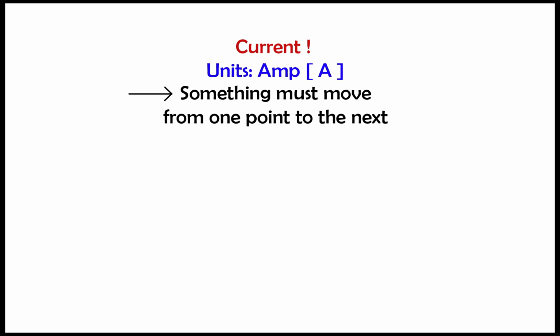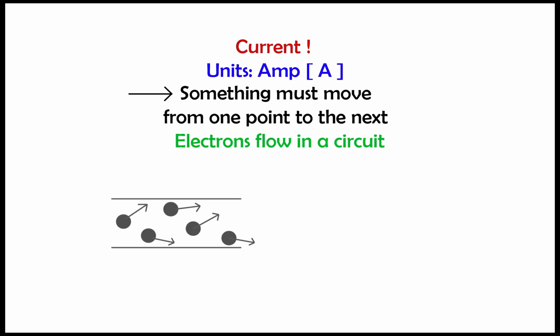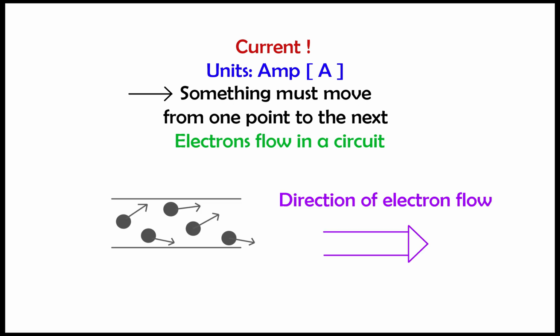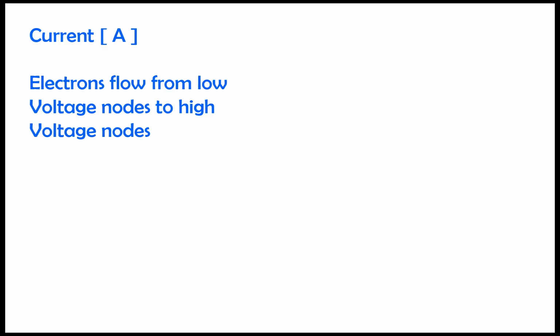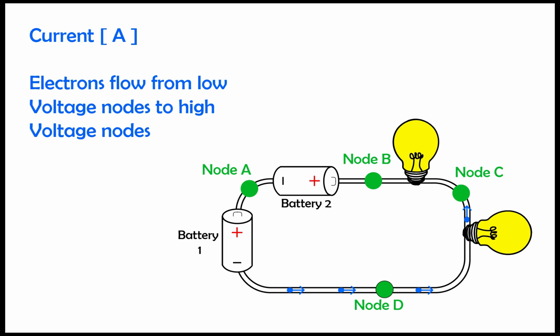Current is measured in amperes, or simply amps. Current in a circuit requires something to flow from one point to the next. Without any movement, current cannot exist. In a circuit, we have electrons flowing. Electrons always flow from points of low to high voltage. In general, electrons travel in random directions, but the group of electrons always flows in a single direction. In our examples, electrons will travel from node D to C to B and to A.